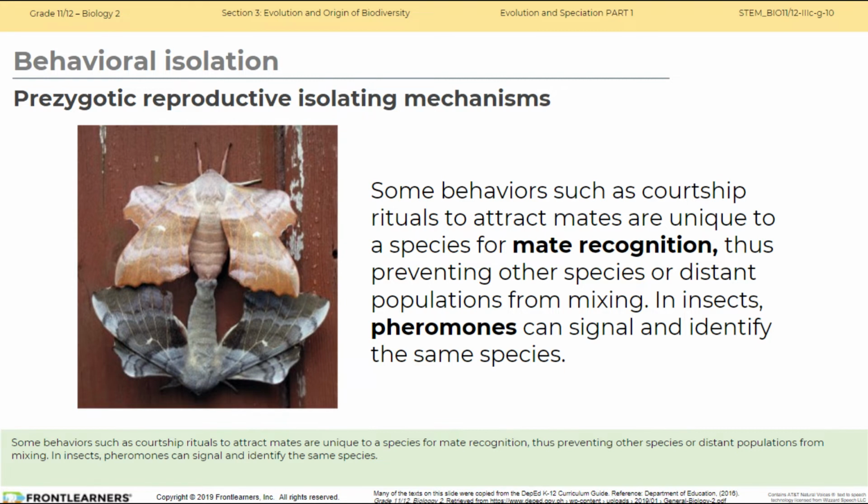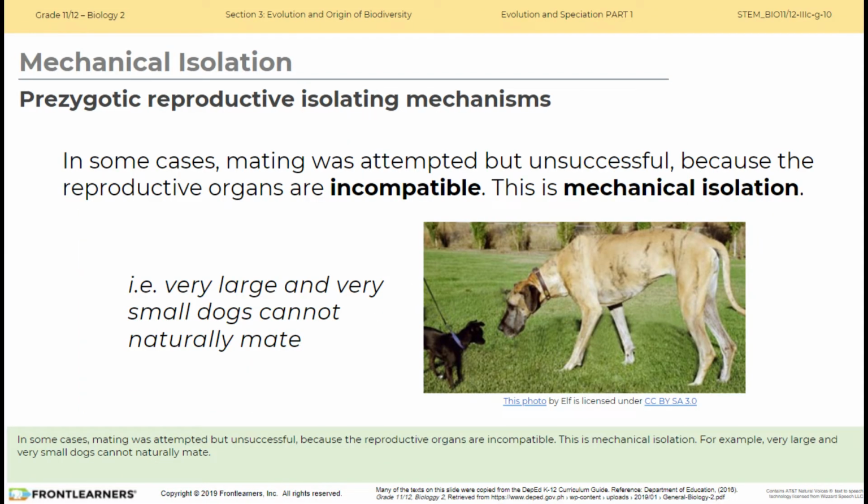Ito naman, we have the mechanical isolation. In some cases, mating was attempted but unsuccessful because the reproductive organs are incompatible. This is mechanical isolation. So, we have example, very large and very small dogs cannot naturally mate.